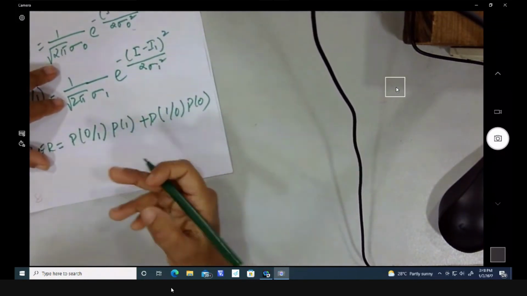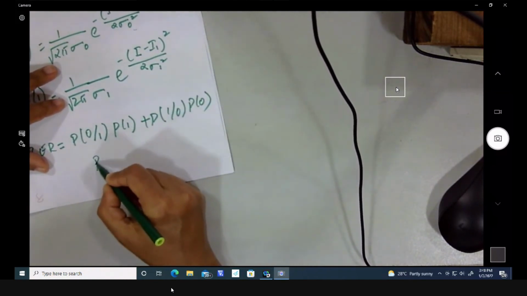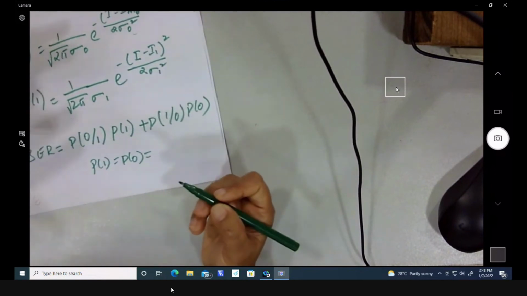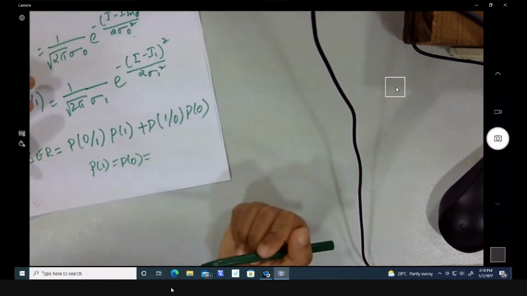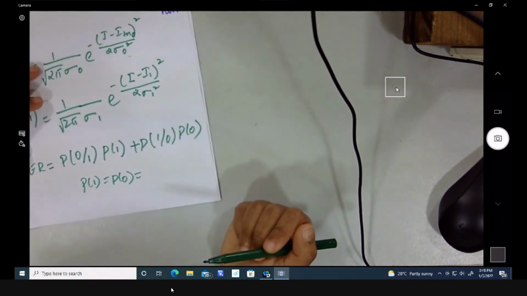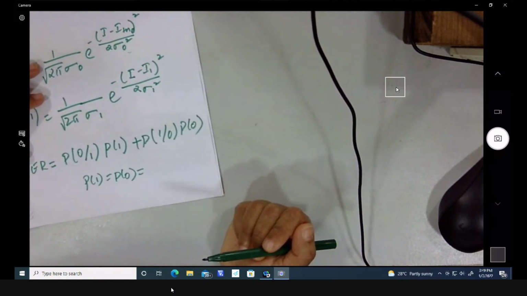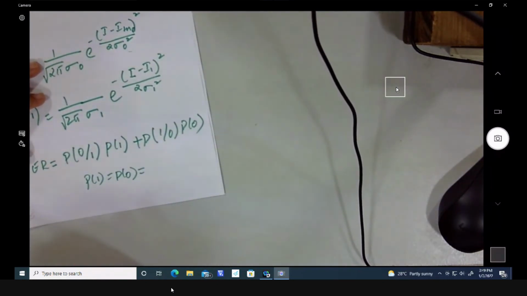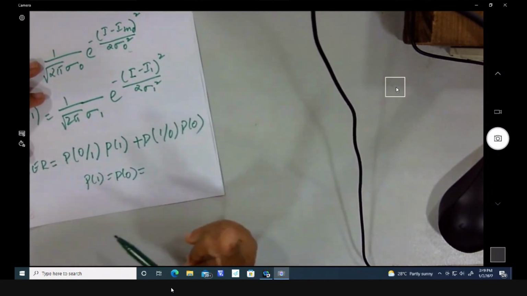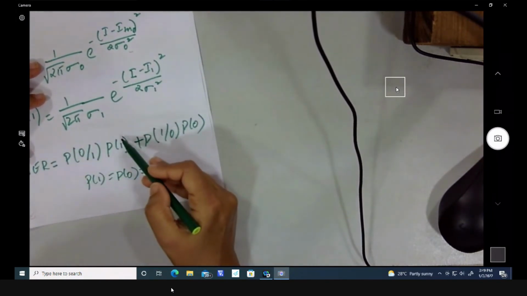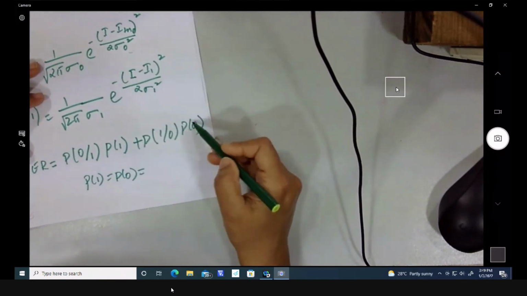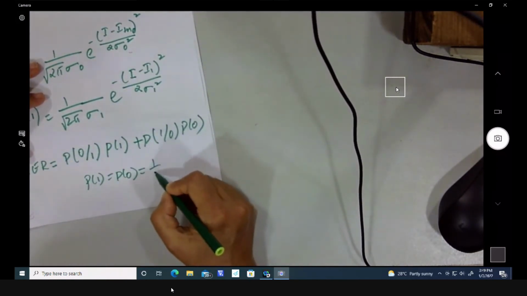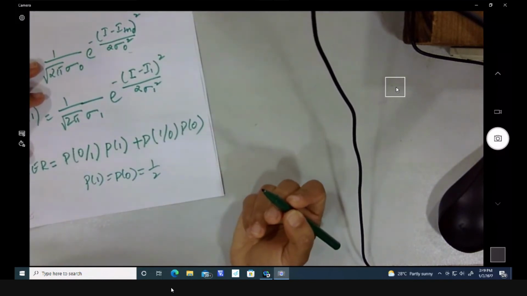So what is the probability of 1 and what is the probability of 0? How much will it be? There are only 2 bits and those are unbiased binary data, only 2 combinations. So what is the probability of receiving 1 and what is the probability of receiving 0? 1 by 2, 1 by 2. Yes, exactly, 0.5 or 1 by 2.